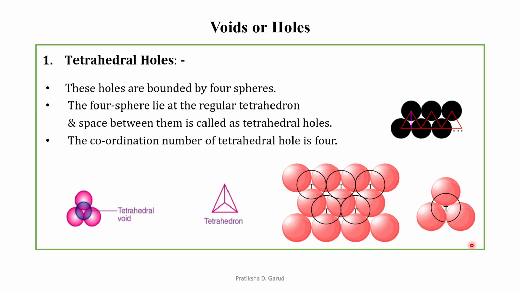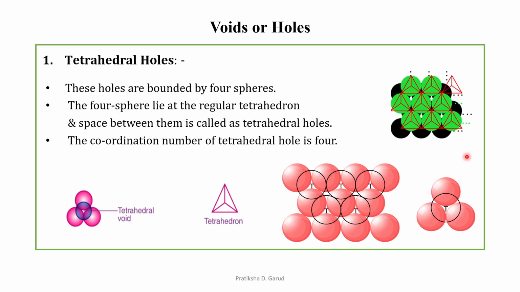So we have the first layer. The black represents the first layer, right? And then on this black we put the second layer, and these second layer spheres form the tetrahedral holes. So this is the second layer, and it forms the tetrahedral holes. In this way we form the tetrahedral holes by 4 constituent units.